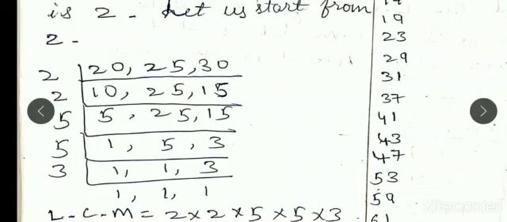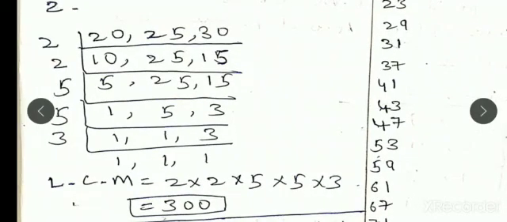Next, what will I do? Again I will take the prime number 2 and divide the numbers 10, 25 and 15. Now if I divide 10 by 2, I will get 5 as the quotient. I cannot divide 15 and 25 by 2. That's why I will write 25 and 15 as it is.